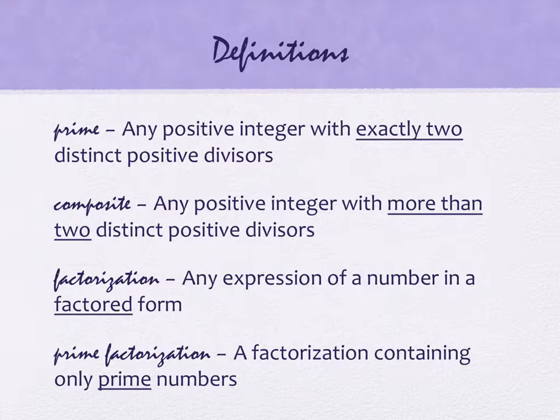So somebody give me an example of a prime number. 7. What are the factors of 7? 7 and 1. What else? 13. What are the factors of 13? 1 and 13. How about one more? 19. What are the factors of 19? 1 and 19. So the two distinct factors are always 1 and themselves.